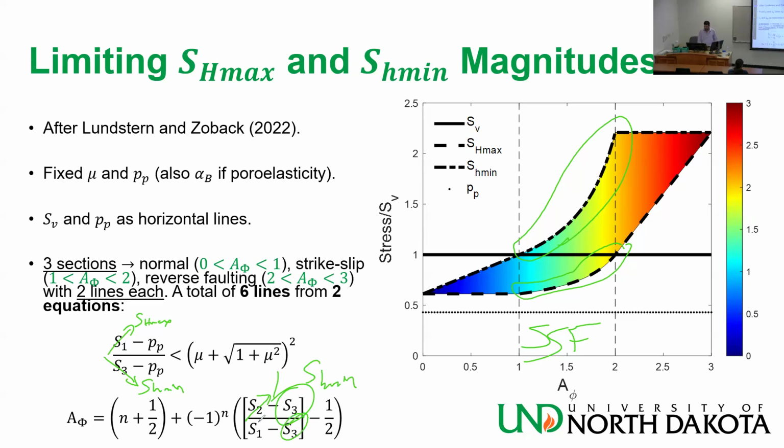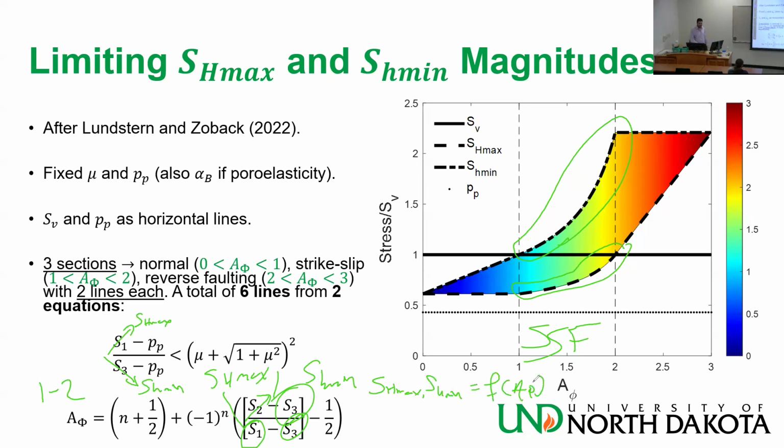S1 is SH max. So again, 2 unknowns, 2 equations, and you need to solve it for alpha phi going from 1 to 2, because that's where it's valid. What I suggest is that you solve the first equation for either SH max or SH mean, and then you plug it into the next equation, and you create an expression for either SH max or SH mean, one of the two, in terms of alpha phi.